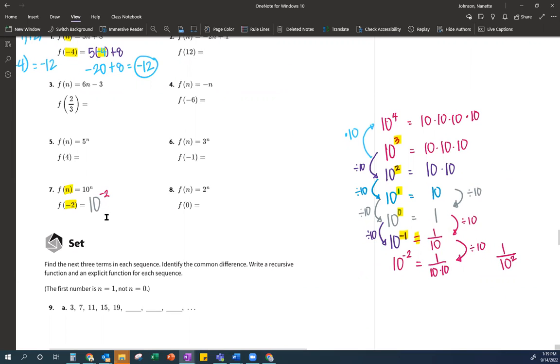So what do you want me to do here, Ms. Johnson? I want you to just write it as 1/10 times 1/10, or just 1/10 squared. Now, some of you are like, Ms. Johnson, can I please write 1/100? Sure, as long as you remember that it's 10 squared. So that's what negative exponents are.